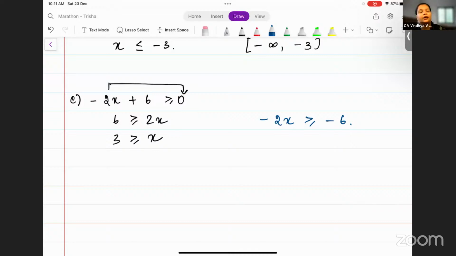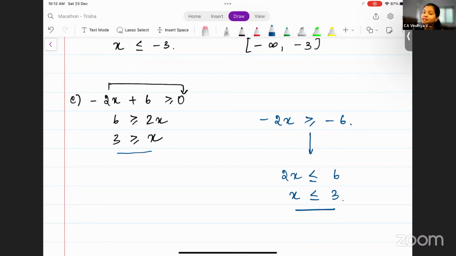So what is required here? When you cancel the common minus signs on both the sides, you need to reverse the sign in between. Here, when you cancel the minus sign, this greater than or equal to becomes lesser than or equal to, which means 2x is lesser than or equal to 6. That gives us x lesser than or equal to 3, which is the same answer that we got over here when we shifted the minus 2 to the other side. I hope this is clear.